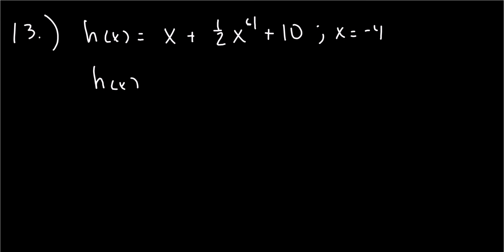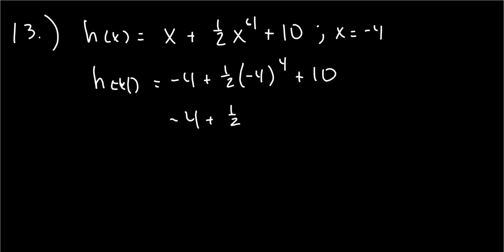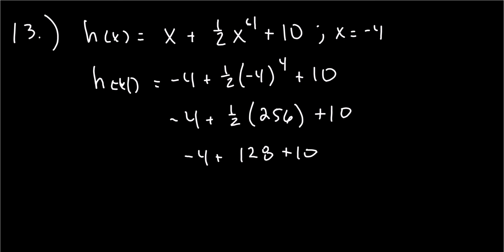Alright, h of x equals x plus 1 half x to the 4th plus 10. Now I'm going to plug in negative 4. So I say negative 4 plus 1 half, negative 4 to the 4th, plus 10. Negative 4 to the 4th is positive 256. So I have negative 4 plus a half of 256 is 128, plus 10. Negative 4 plus 10 is positive 6, plus 128 is 134.